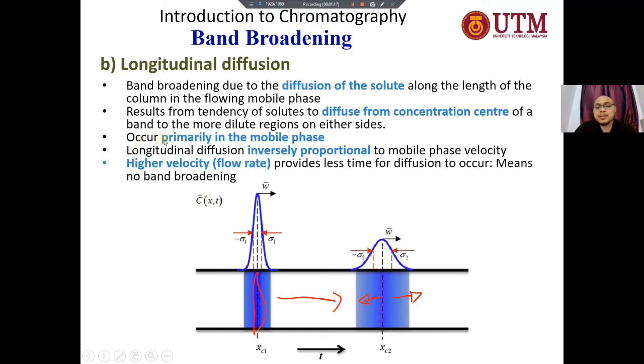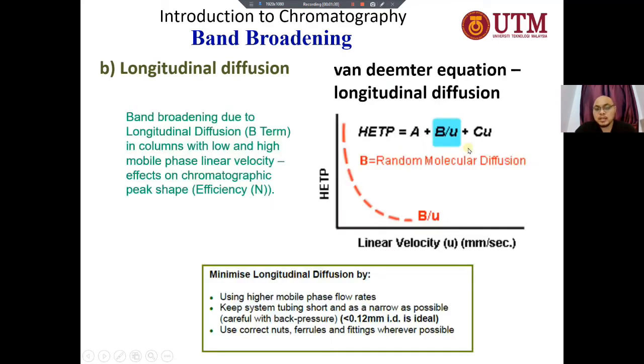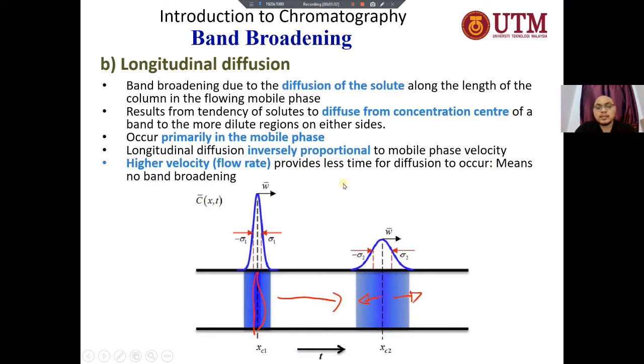This happens primarily in the mobile phase, not in the column. Longitudinal diffusion is inversely proportional to mobile phase velocity. Okay, we will look at that. Higher velocity provides less time for diffusion to occur, meaning less band broadening.